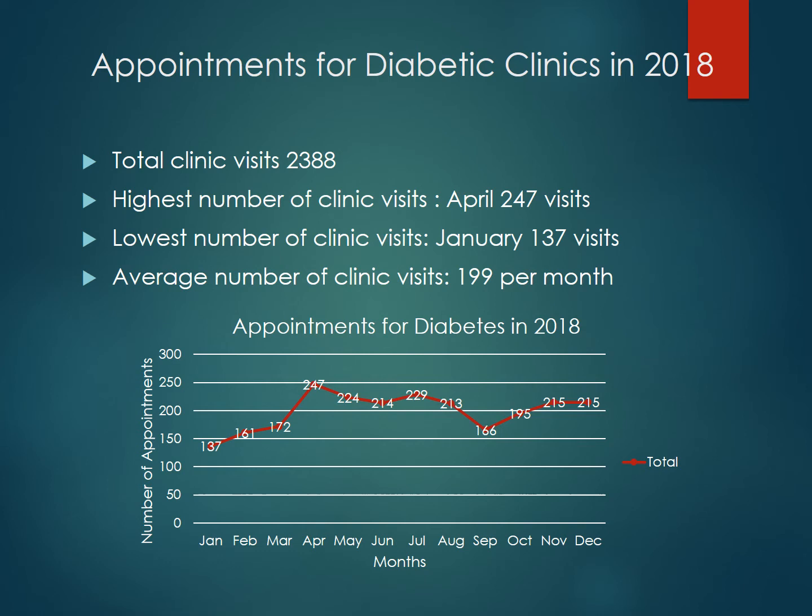Organizations need to accurately document the number of appointments that occur at clinics. This allows them to determine the relevance of the clinic and also aids with funding. The total number of diabetic clinic visits for 2018 were 2,388. The month with the highest number of clinic visits was April, with 247 clinic visits. The month with the least number of clinic visits was January, with 137 clinic visits. The average number of diabetic clinic visits per month for 2018 was 199.